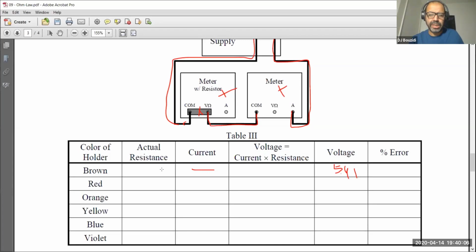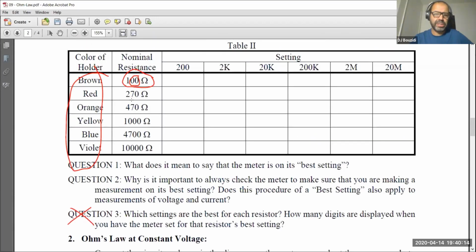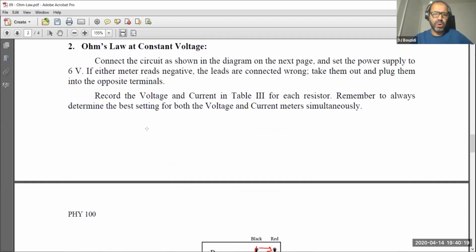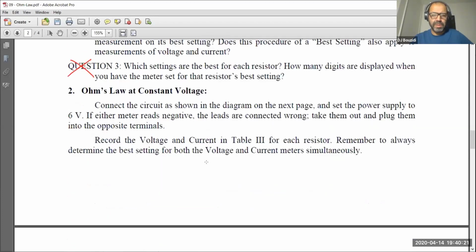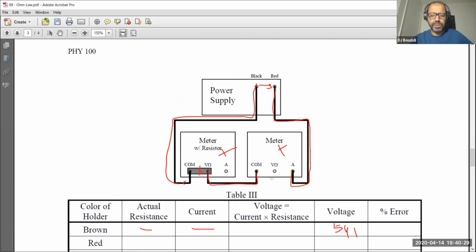So I go back, stop the sharing quickly, go back into the other file, and share the PDF file. Put whatever that number is in the current section. For the resistance, you're going to put the values that were provided for you, which is the red, 270 ohms. So if the red is 270, the brown is 100 ohms, and so on and so forth. Now, if I multiply these two numbers together, it should give me a reading for the voltage.